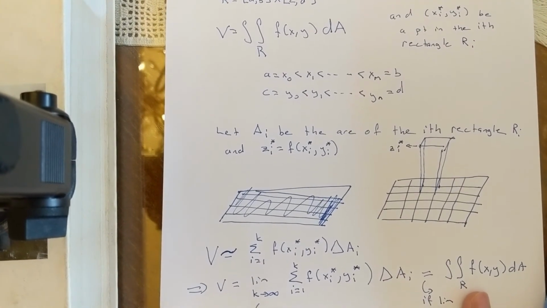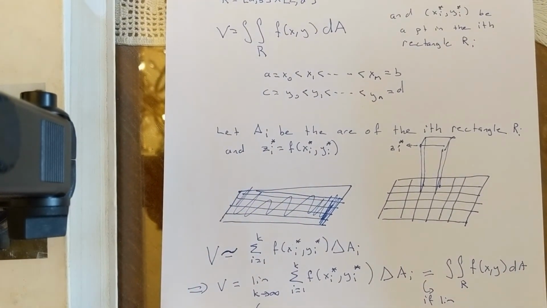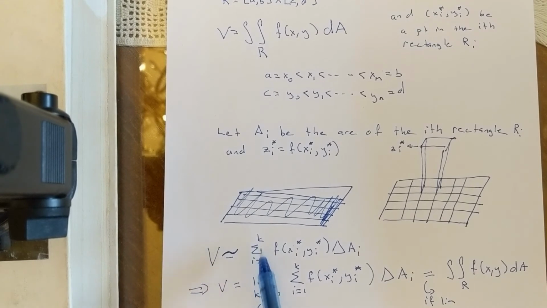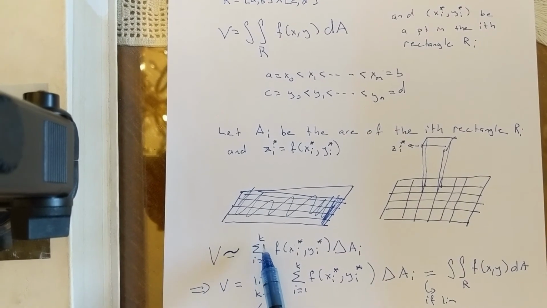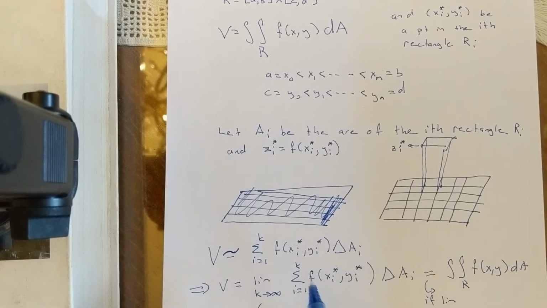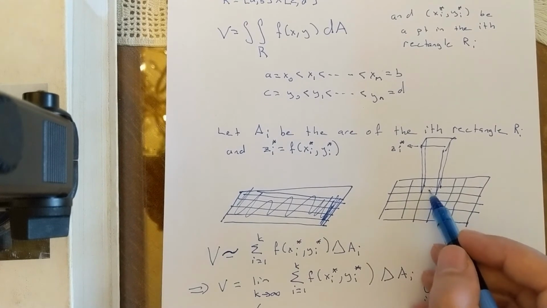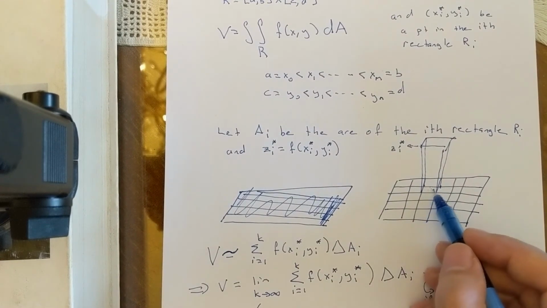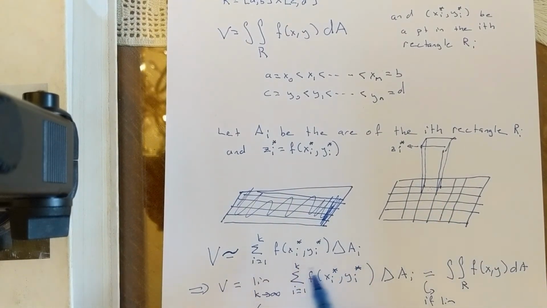Just like the single variable idea. So the volume is going to be approximately the sum from the first box to the kth box. Remember, k was equal to m times n. To calculate the volume, I need the area of the rectangle on the bottom, which was a sub I, times the height of the box, z sub I. That was f of x sub I star, y sub I star.